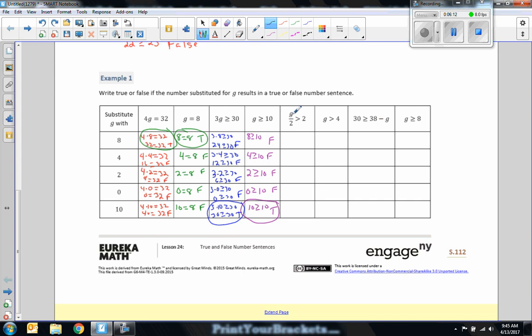Now I'm plugging 8 in for G to this one, so it would be 8 over 2 greater than 2, or 4 greater than 2. Not equal, just greater than. But that is true. Plug in 4. 4 divided by 2 is greater than 2. 4 divided by 2 is 2. 2 is not greater than 2, so that is false.